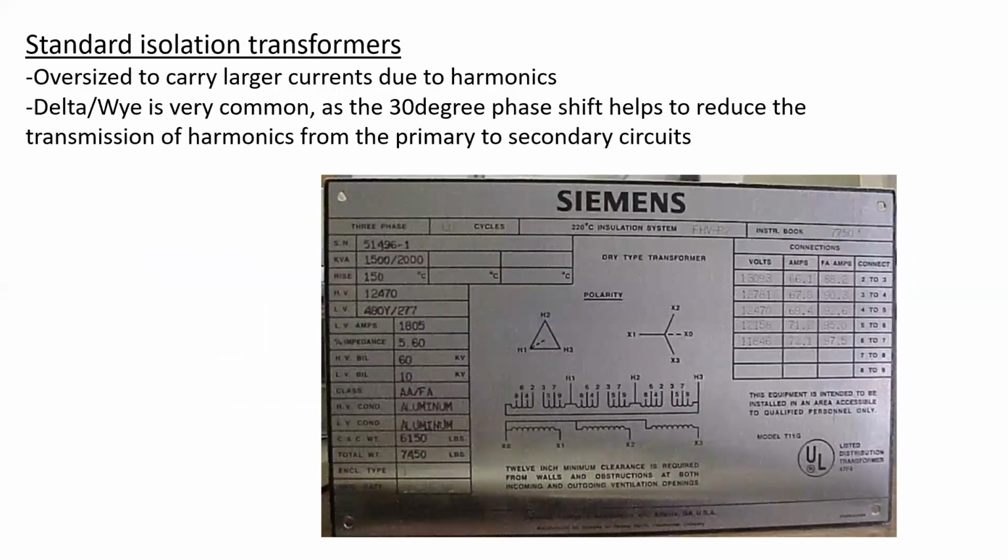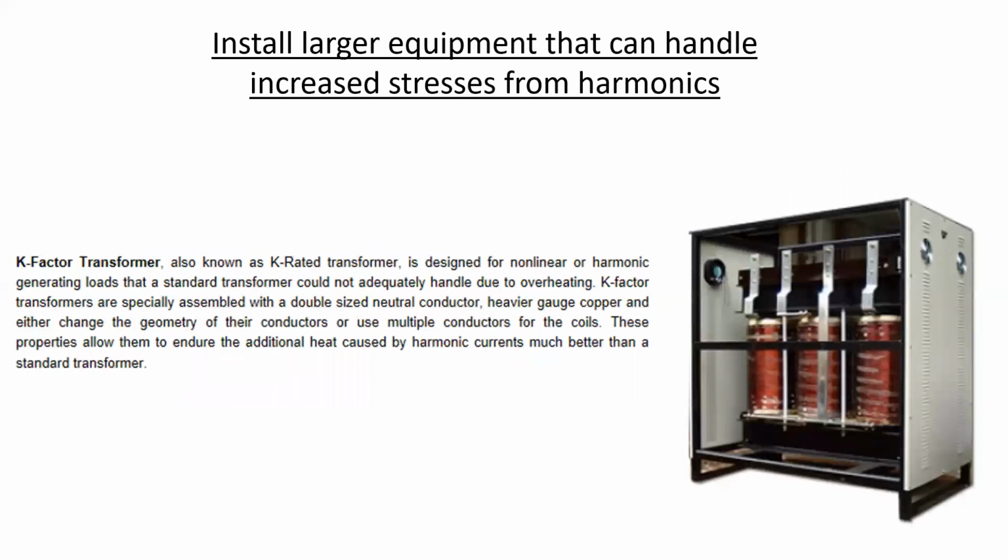Now, standard isolation transformer, as we've already said, 30-degree phase shift from delta to Y. And on the other hand, we could get a K-factor transformer, which is simply a transformer that has been designed specifically to better handle harmonic disturbances. It's pretty much the equivalent of an oversized transformer, but it's got some specific design features that make it a little bit better suited for handling those increased disturbances that we see in the fundamental sine wave.